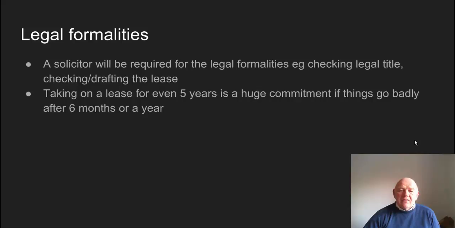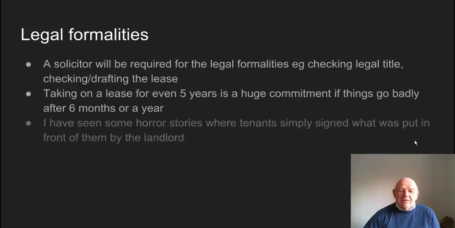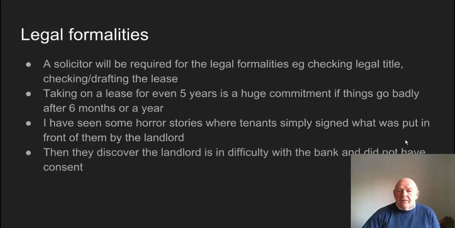Taking on a lease for even 5 years is a huge commitment, particularly if things go badly after 6 months or a year. You're stuck with a legally binding contract, a legally binding obligation to pay rent for the following 5 years. I've seen some horror stories where tenants simply signed what was put in front of them by the landlord. Then they discovered that the landlord is in difficulty, perhaps with the bank, and did not have consent to grant the lease. And the bank then puts in a receiver, and the occupier of the premises is in difficulty because the receiver is simply looking to get the occupier out on the basis that the landlord did not have the consent from the lender.